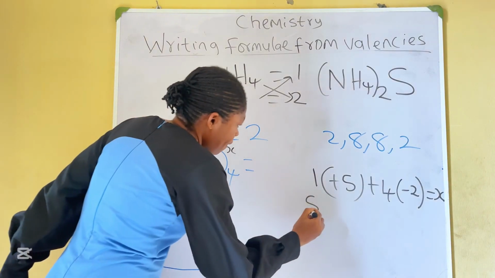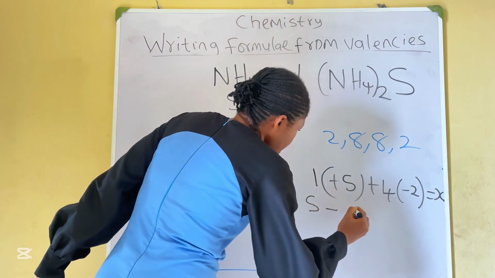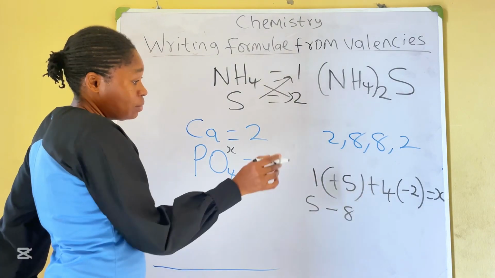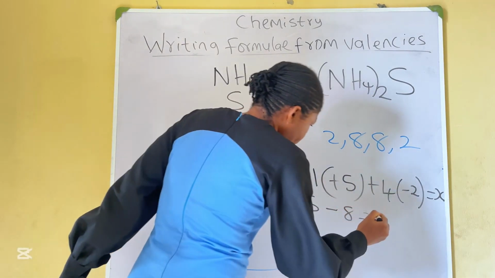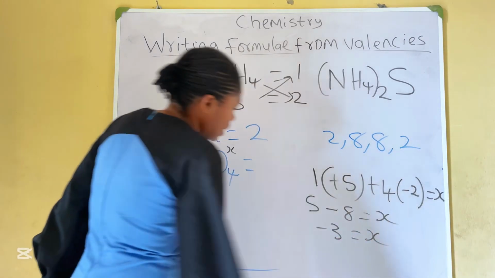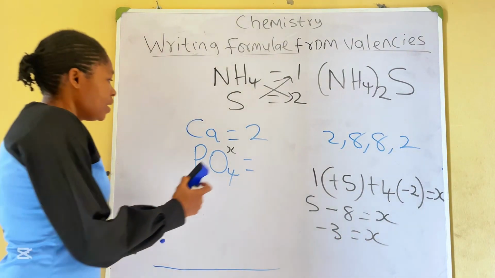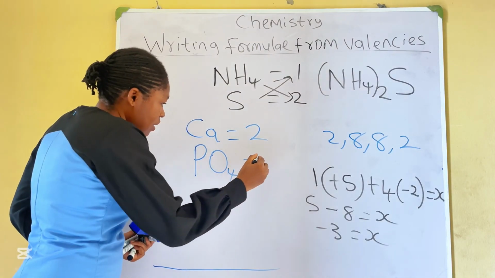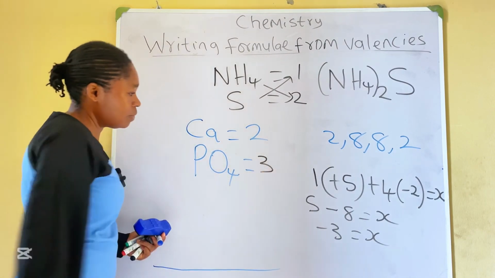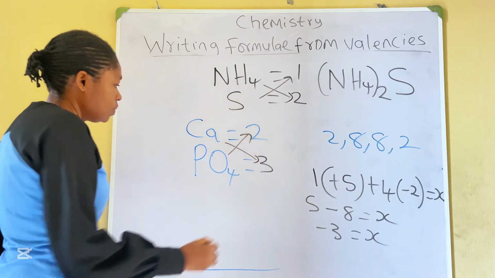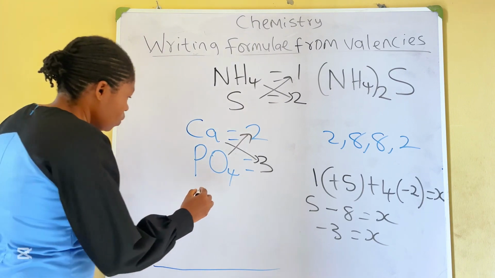So 5 minus 8. 4 times -2 is -8. It's equal to my charge. So -3 is the charge. Remember, you don't put the sign of the charge on the radical again. The charge is the valency, so I put 3. You interchange it. So the formula will now be what?